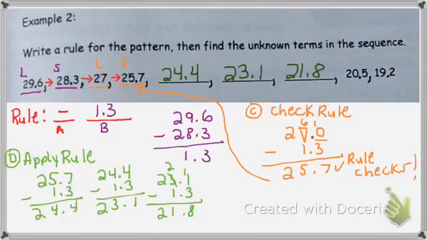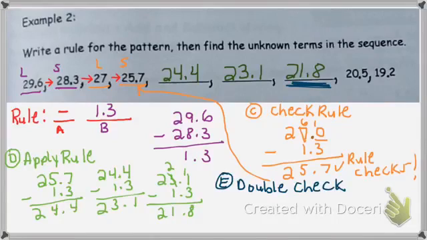So in this problem, it asked me to write a rule for the pattern. I did. My rule is minus 1.3 or 1 and 3/10. Then find the unknown terms. I did. But again, a double check here, because remember on a test, that's about 6 points. Double check here, since I know what the next number after that blank should be, I can do a double check to make sure that I am correct.